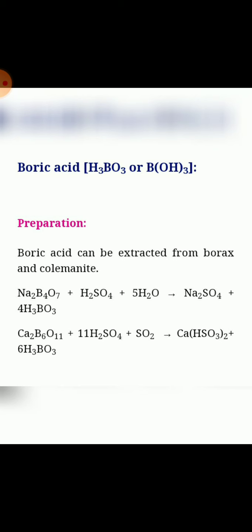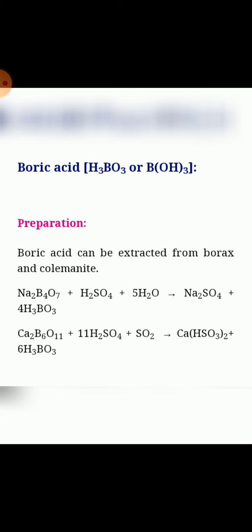Students, next we can study about boric acid, H3BO3 formula. This is the structure of boric acid. Next, preparation of boric acid. First, the formula: two forms of formula, H3BO3 or B(OH)3. This is the formula of boric acid.